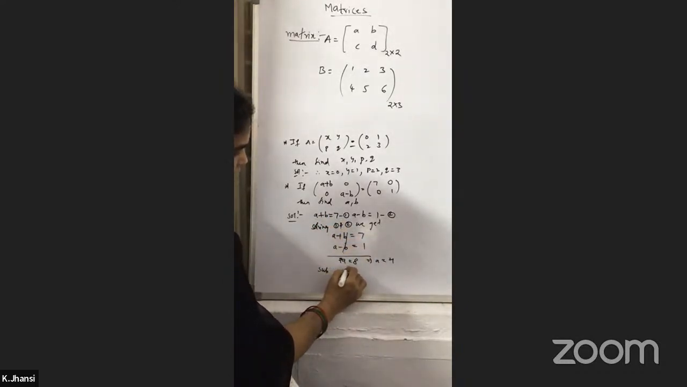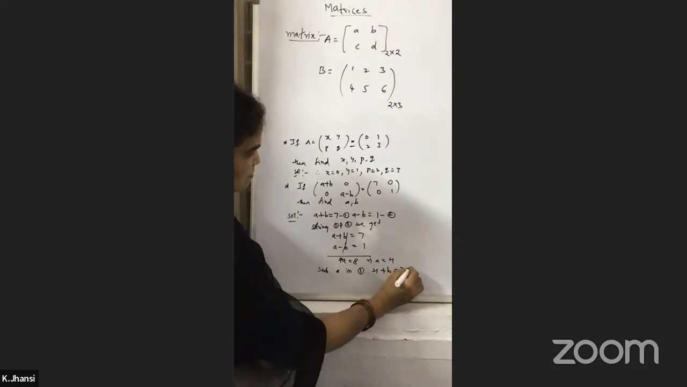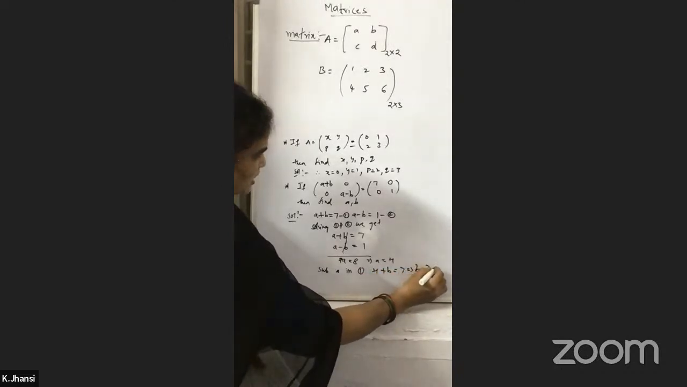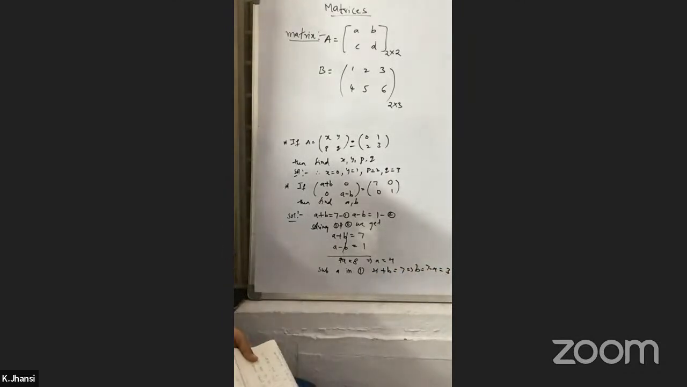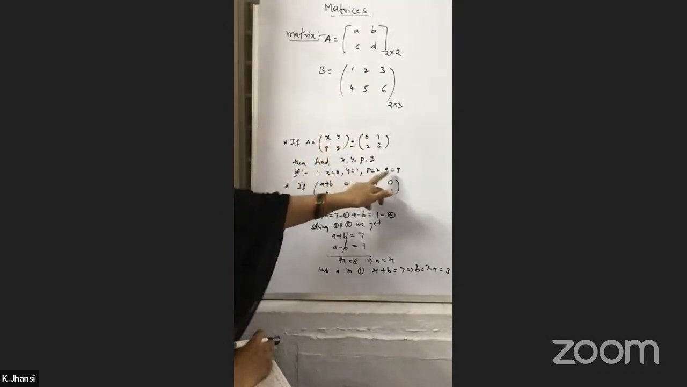Substitute A in 1. So what will happen? A value is 4. 4 plus B equals 7 implies B equals 7 minus 4 equals 3. Okay. So like this, you can solve it directly where the elements are given. So you have written the values.